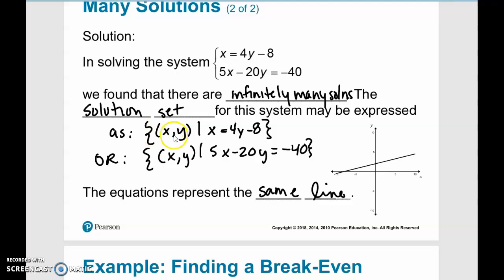Well, what they do is use set builder notation. They just take the equation of the line and put it in here. You put the braces, and then you put the ordered pair, whatever variables, in this case x and y. And you put this vertical line that means such that, and then you put the simplified equation. So you could write it either way with either equation.